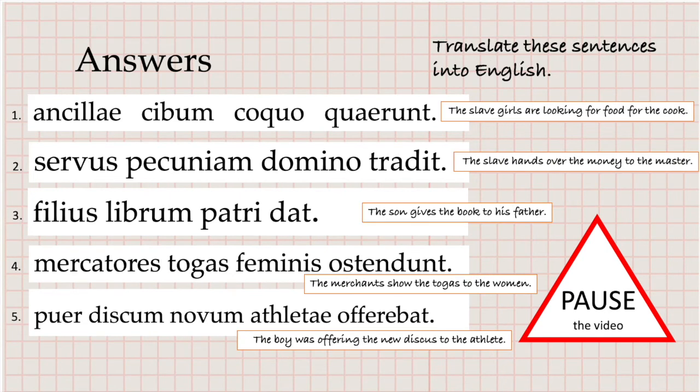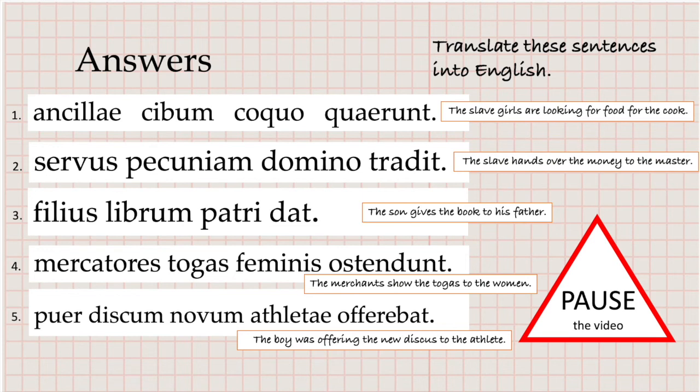Here come your answers. The first one, the slave girls are looking for food for the cook. Coquo is the dative, for the cook. Second one, servus pecuniam domino tradit. The slave hands over the money to the master. Beware. Trado generally means hand over. You could be tempted to translate it as trade, but the slave isn't swapping money for the master. He's giving the money over to him.